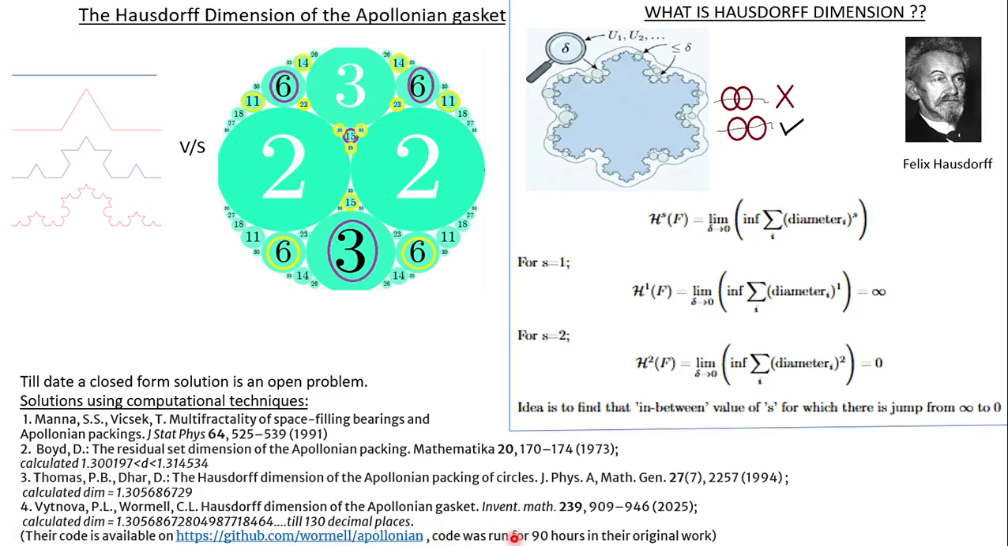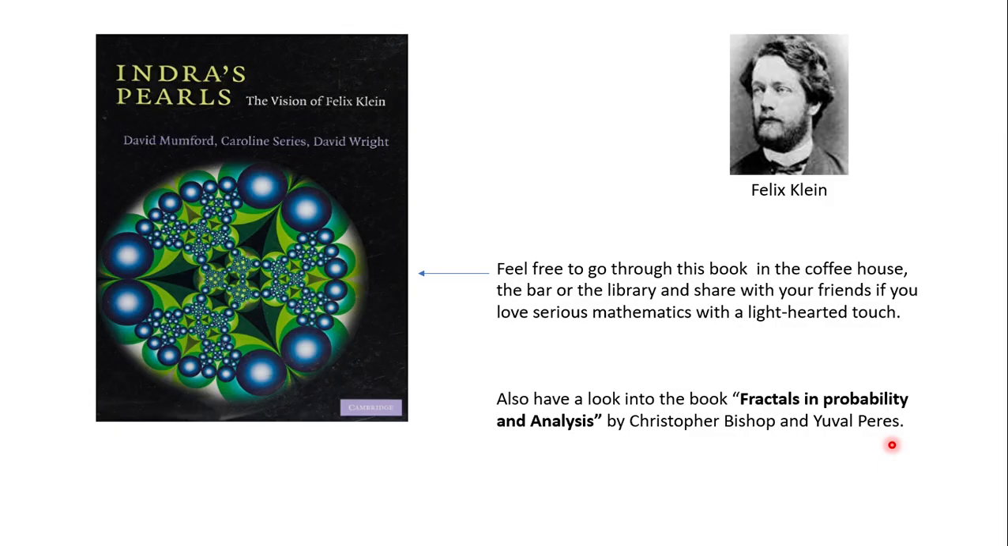Vytnova and Wormell have calculated the Hausdorff dimension to 130 decimal places in 2025, and they have placed their code open source. I have placed the GitHub link, and it's just great. I will try to put the link in the description box of the YouTube video. Yeah, it's very inspiring indeed.